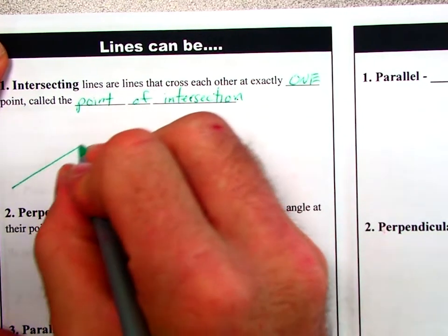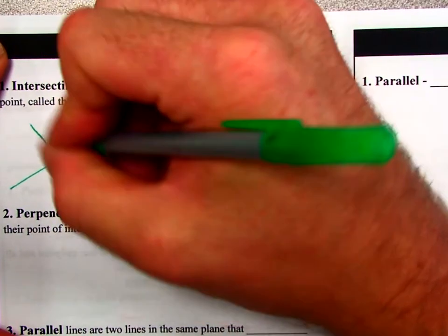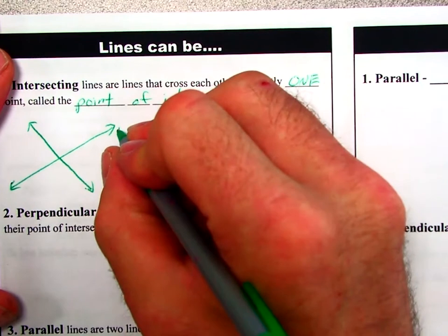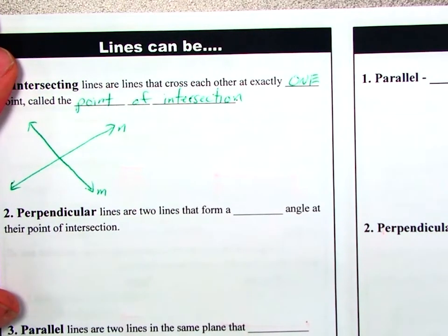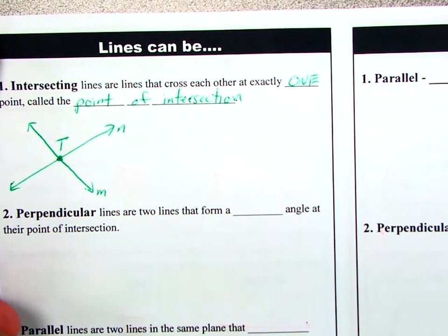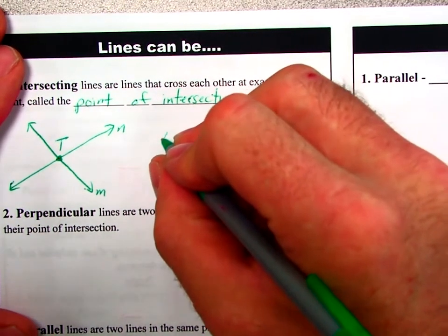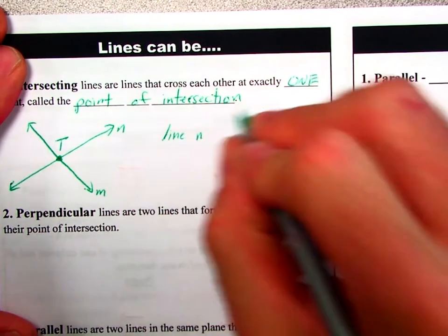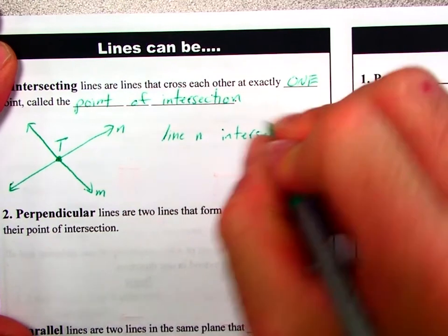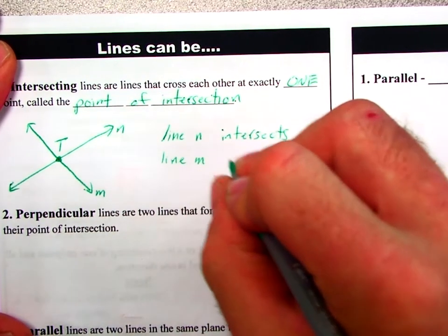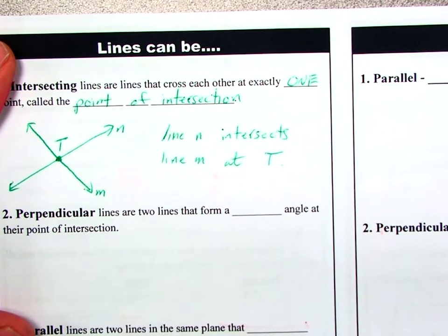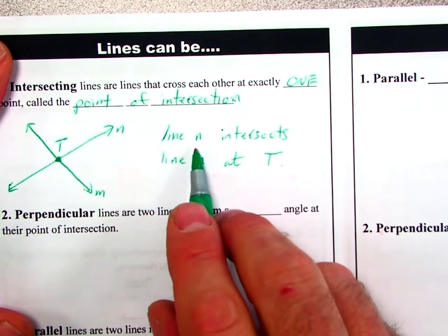Okay, so kind of draw off to the side because we're going to name it on the right. Okay, there's our two lines, and we can say line N and line M. All right, and we can put a point here saying they intersect at point T. So if we were to write it, line N intersects line M at T. All right, so the capital letter indicates that it's a point. The lowercase letters indicate that it's a line.